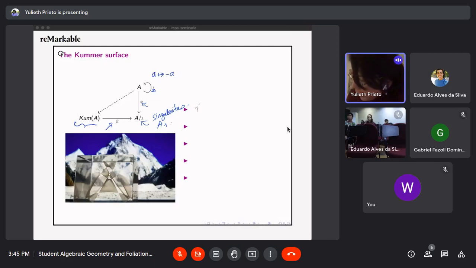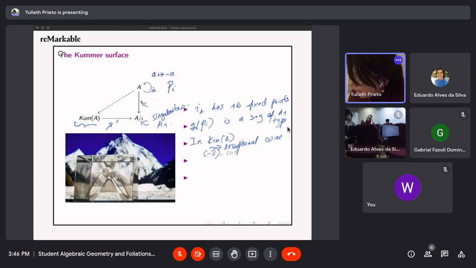So let me just say that A here has 16 fixed points, okay? Let's denote them by Pi, and the image of Pi in the quotient is now a singularity of A1 type. When I resolve the singularity, I introduce in Kum A an exceptional curve, right? And actually, this curve is a -2 curve in Kum A. So there is a -2 curve for each point in the singularity, right?